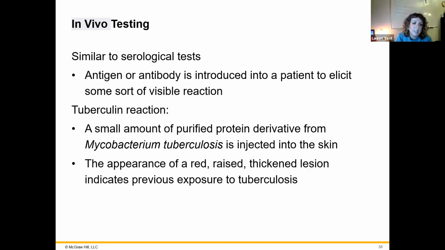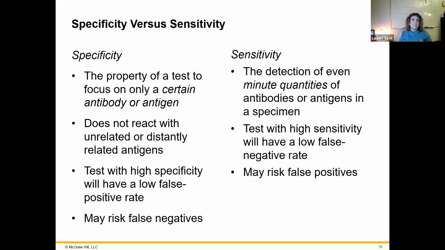Right. In vivo testing here, this is pretty similar to serological tests. We're looking to see if there was a reaction, if you have a T cell response, if you have an immunological response to tuberculin protein, okay? And if you do have a reaction to it, it means your body has seen it before and you are likely positive for tuberculosis if you do test positive. So that's how the concept works. It's in vivo because it's actually in your living body.